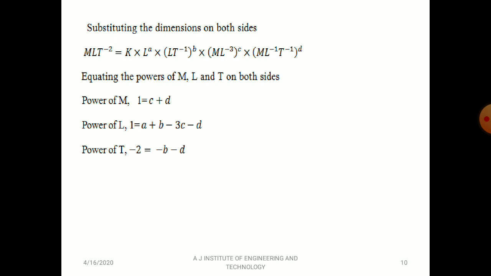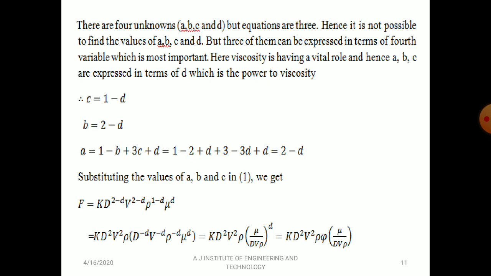Then equation 3 minus 2 equal to minus B minus D. So I can express B as B equal to 2 minus D. Then we can go with the second expression, that is A equal to 1 minus B plus 3C plus D. Now we have values of C and B, so we can substitute in place of C and B as 1 minus D and 2 minus D respectively. So A equal to 1 minus 2 plus D plus 3 minus 3D plus D. So that is equal to 2 minus D.